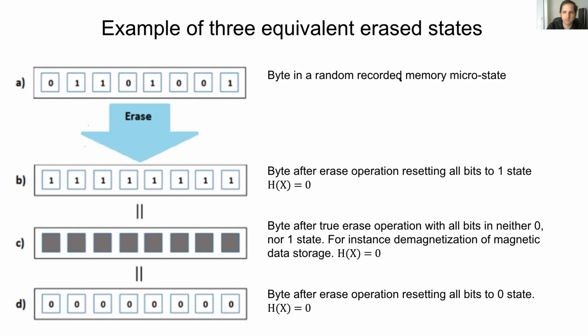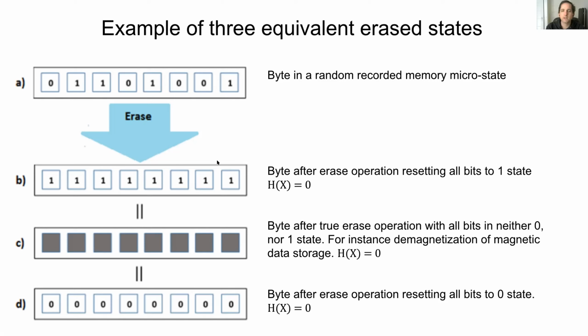So in this case it's a random series of bits to store 1 byte. But if you erase that byte, you can do it in 3 ways, which are equivalent. One is to set them all to one state, set them all to another state, or to completely erase them. In this case of erasing them, this would be something like a magnetic storage device where you're erasing the magnetism of each one of these individual bits.